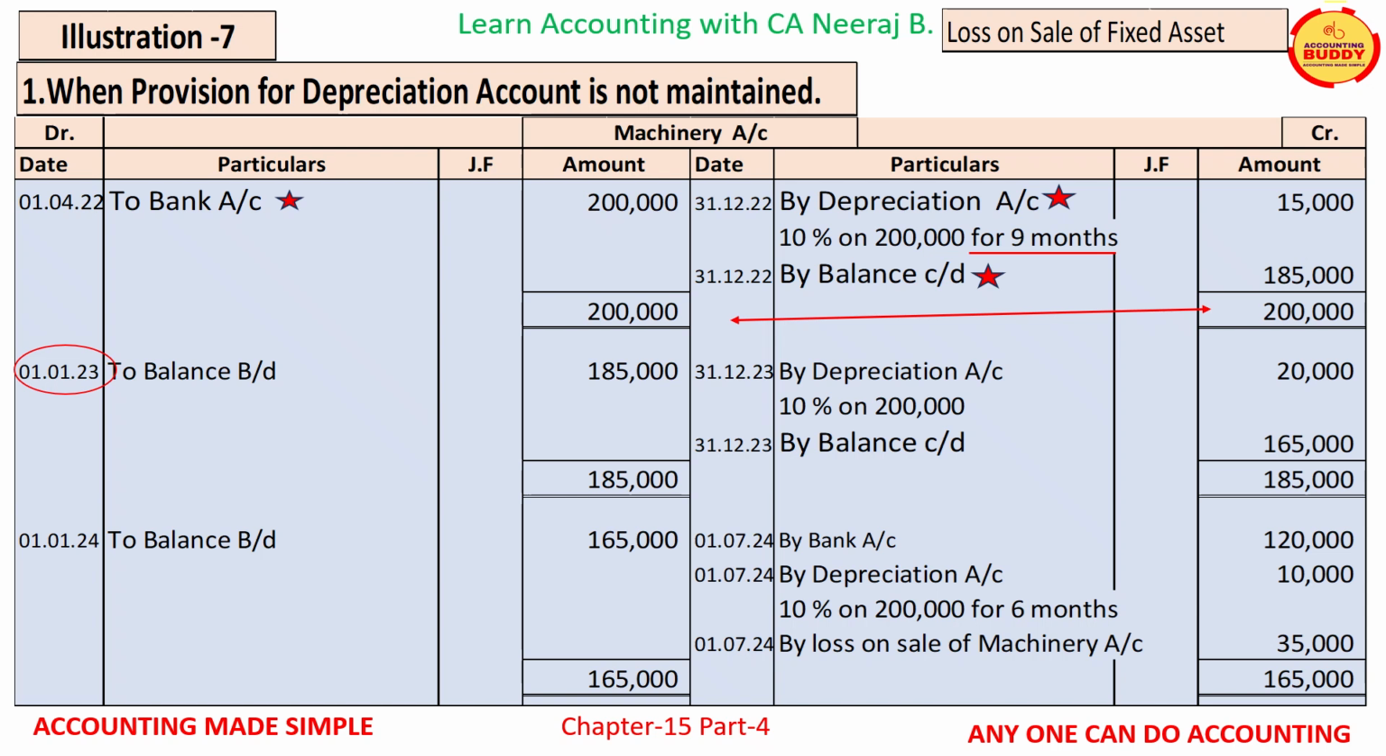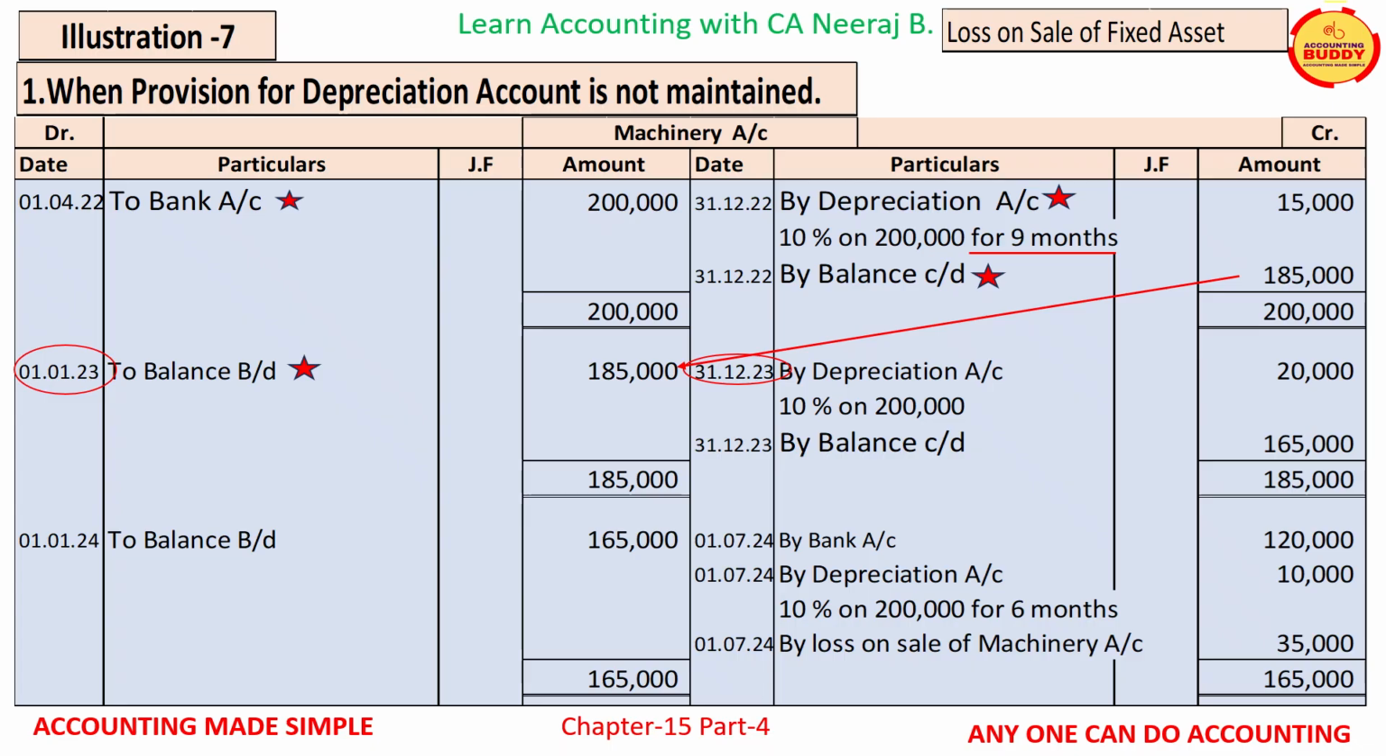On 1st of January 2023, the closing balance of $185,000 as on 31st December 2022 will become the opening balance for the financial year 2023 and will be shown on the debit side of the machinery account by writing the words to balance brought down.